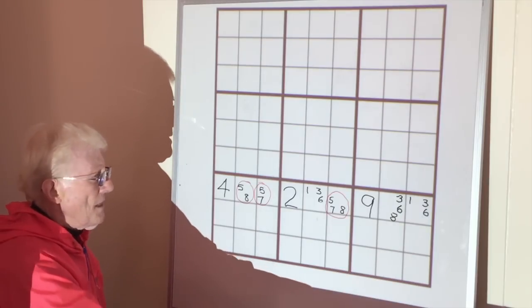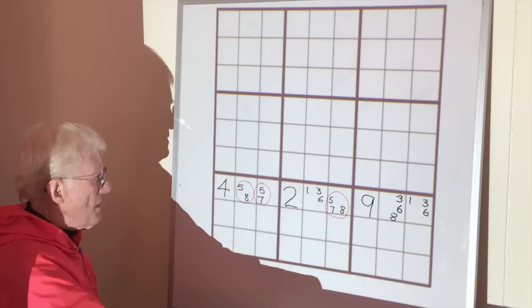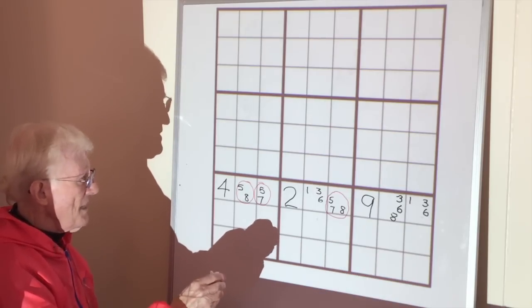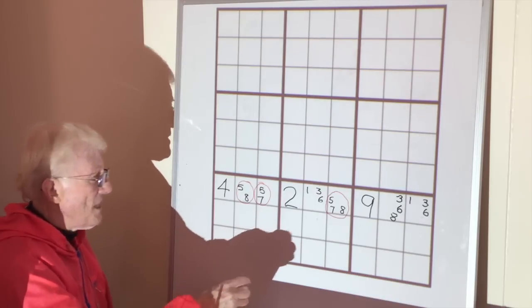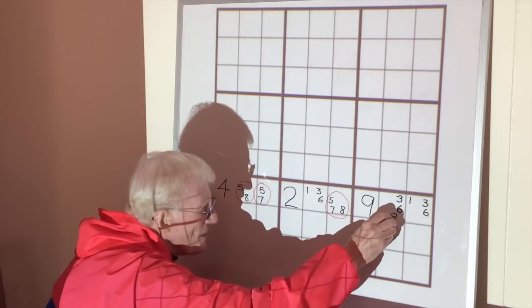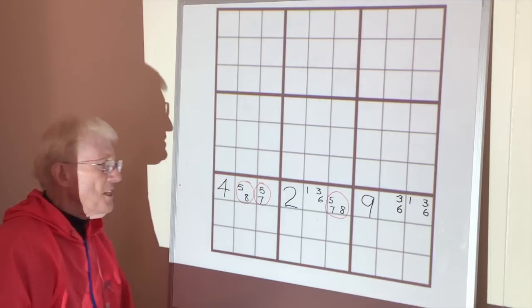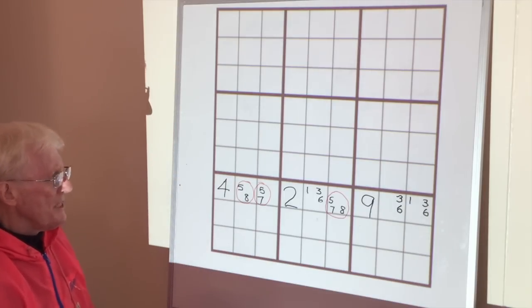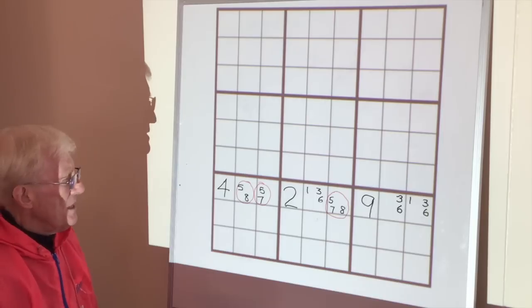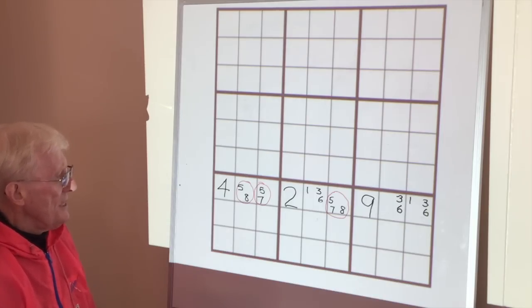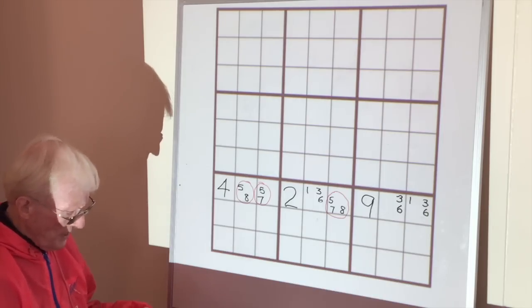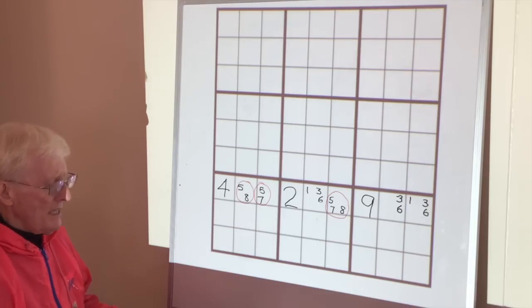Okay. Now let's look at any other numbers of 8. Yes, there's an 8 here. And we can get rid of that 8. It's not part of the triplet. And so what we finish up with is a 1, 3, 6 left over. So that was a triplet, 5, 7 and 8. So good. Let's have a look at another triplet.